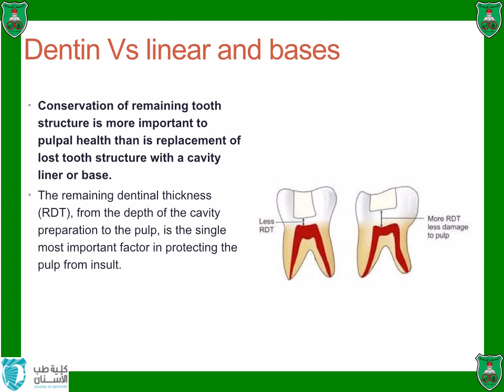So when you do your cavity, be as conservative as possible because the dentine is better than liner and bases. Don't remove too much of sound tooth structure. As much as you leave from the dentine, it will protect the bulb better than liner and bases that we are using in the clinic.